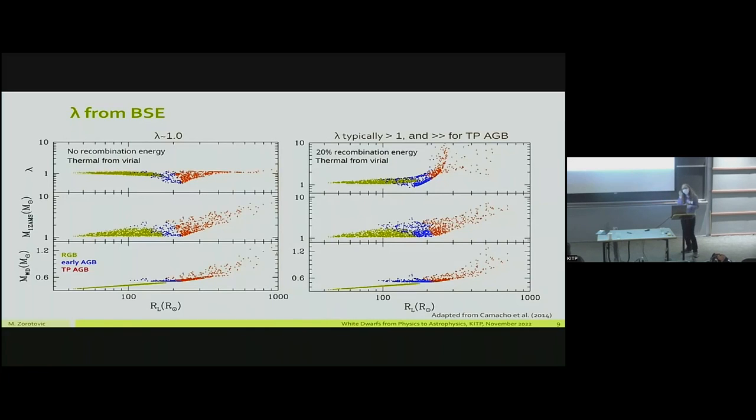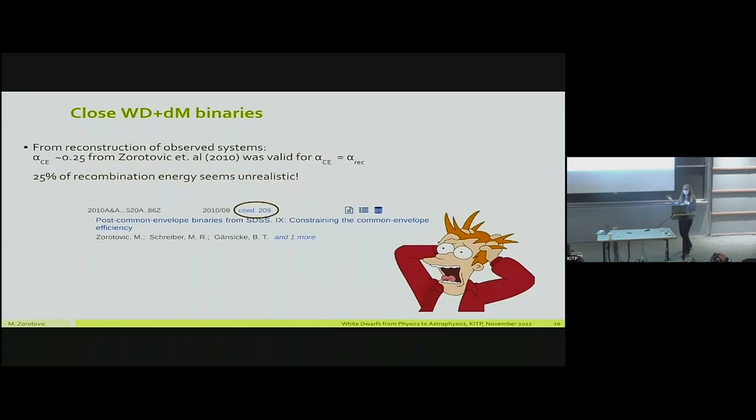So just a tiny fraction of it will be sufficient to explain systems like IK Peg, which indeed needs only 1% of recombination energy, not the 25% of the other calculation. So you're using something that was derived with 25% of recombination energy, which seems very unlikely today.